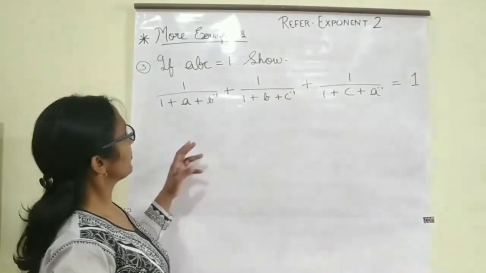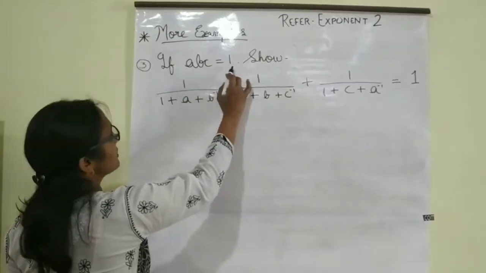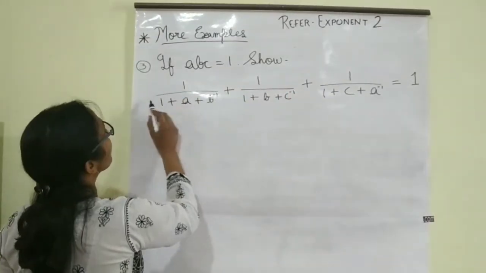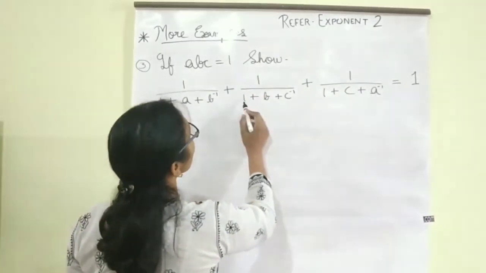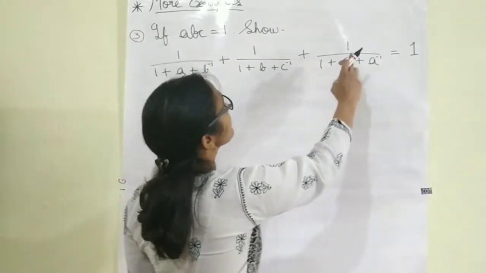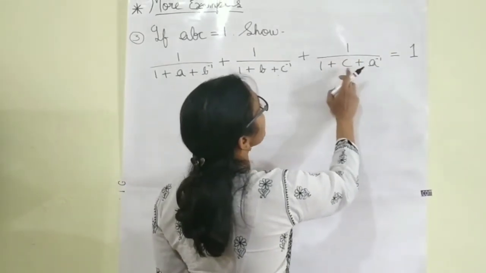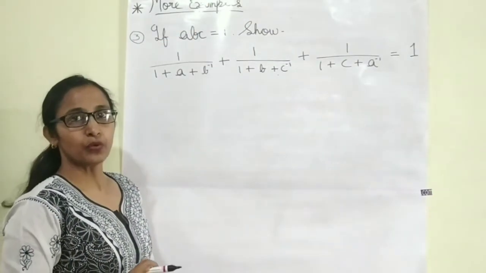One more example on the basis of exponent. If abc equals 1, show that 1 upon (1 plus a plus b to the power minus 1) plus 1 upon (1 plus b plus c to the power minus 1) plus 1 upon (1 plus c plus a to the power minus 1) equals 1. We have to prove it.